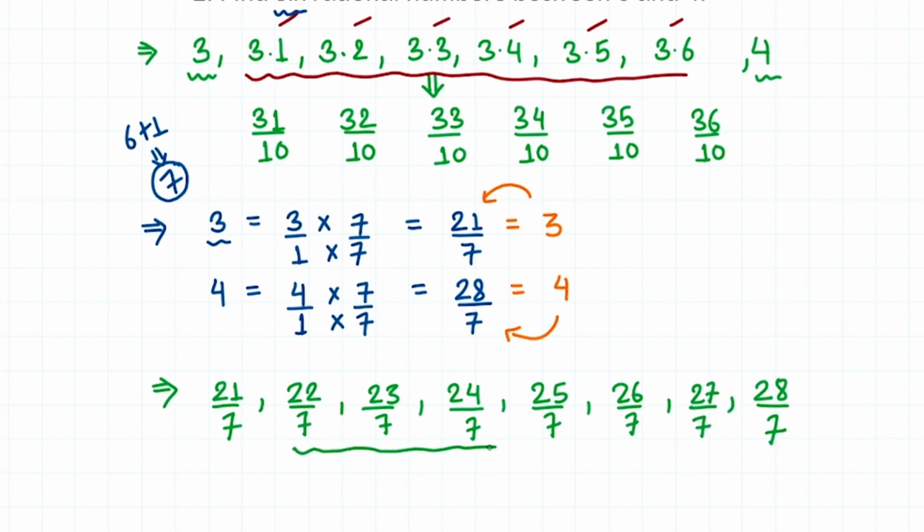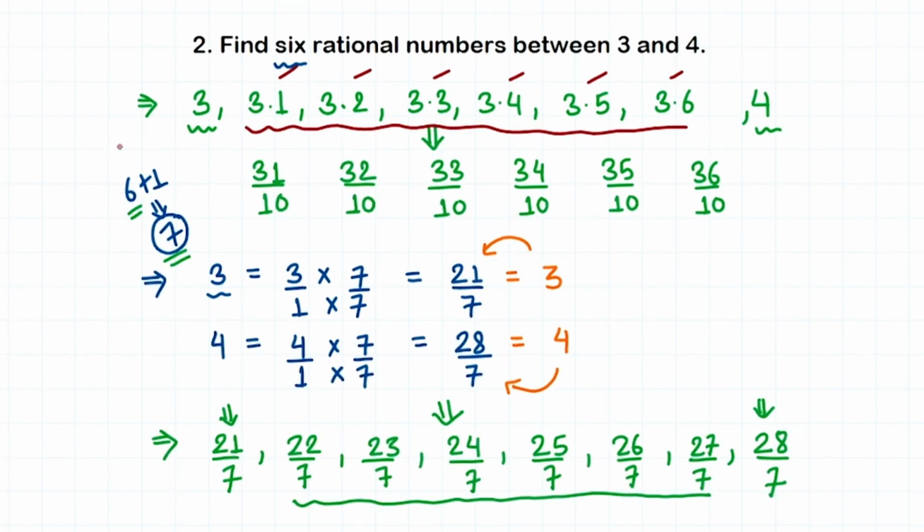So these numbers lie between 21 divided by 7 and 28 divided by 7, which is our 3 and 4, right? And they are obviously rational numbers because they are fractions, right? And in this way, we can again find the rational numbers between any two numbers, okay? You just multiply the numerator and the denominator with the number which is greater than 6, right? Because we needed to find 6 rational numbers in this case. And then you find the middle terms by increasing this numerator serially, okay? So in this way, we can find rational numbers between any two numbers in two different ways, okay?